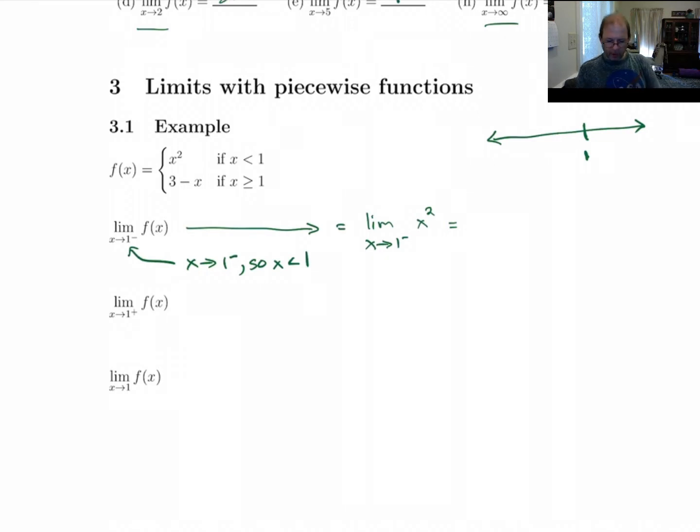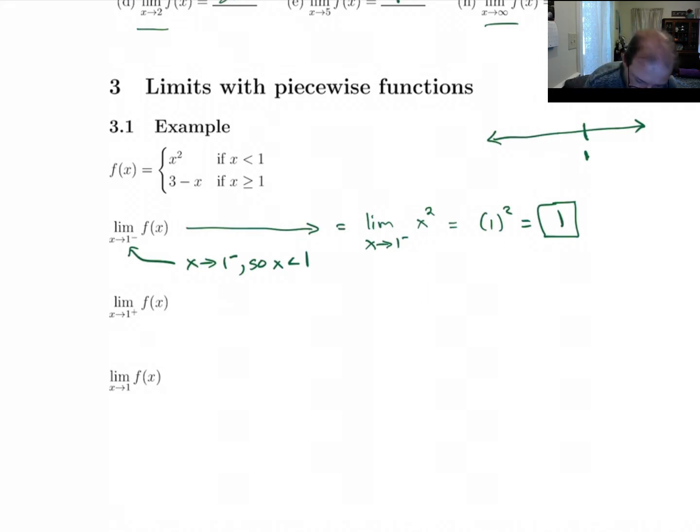And we'll see this later on. We could draw a graph if we wanted, but we'll see later on that really all we have to do when we have a polynomial like this is just plug the number in. So I'm going to plug that 1 into x squared, and I get 1. That's my limit.